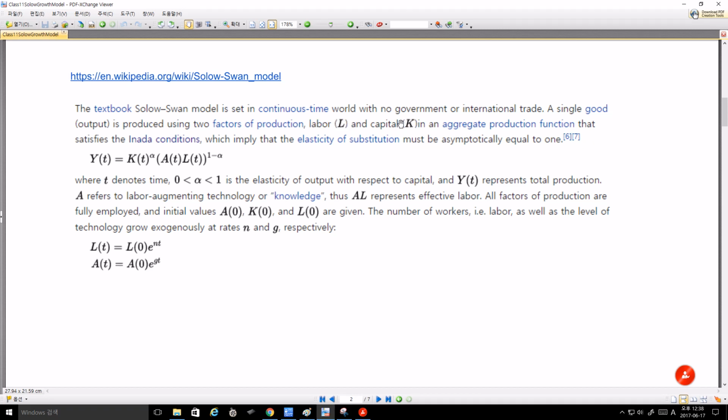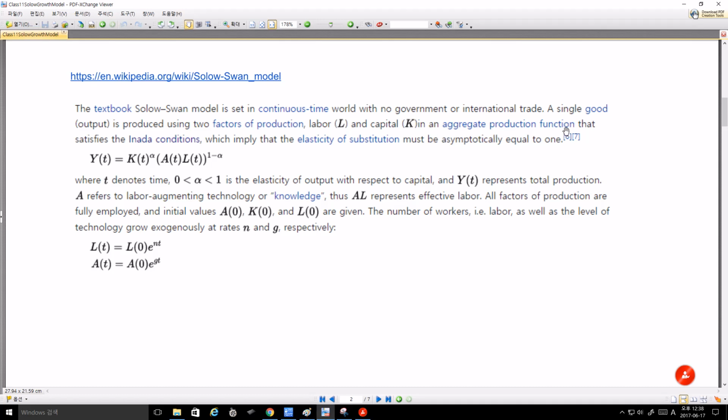world with no government and no international trade. So let's assume time flows continuously, which is true, and there is no government and there is no international trade. A single good output is produced using two factors of production, labor and capital. So we combine labor and capital, then we make production.